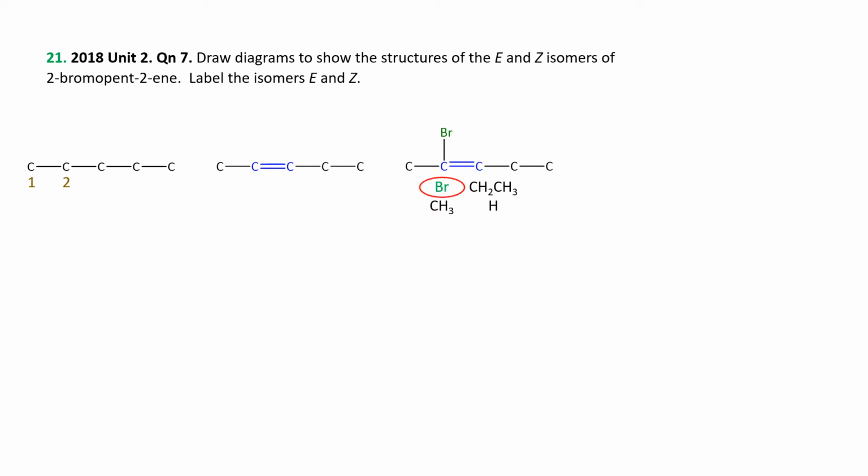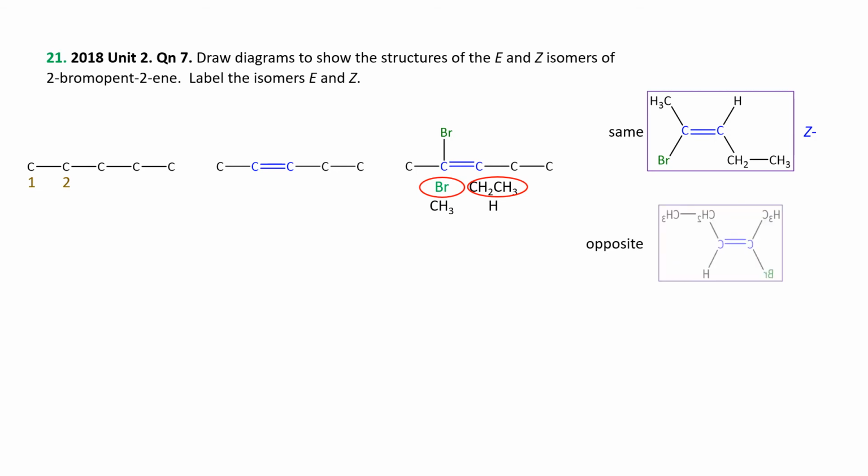Bromine is better than carbon, and carbon is better than hydrogen. So now we've just got to draw it so that for one isomer, bromine and the ethyl are on the same side of the double bond, and in the other one they're on opposite sides. So there's the same side, there's the bromine, there's the ethyl group on the same side, and now to draw them on opposite sides, there's the bromine on the bottom, the ethyl group on the top. When they're on the same side, it's Z. When they're on opposite sides, it's E.